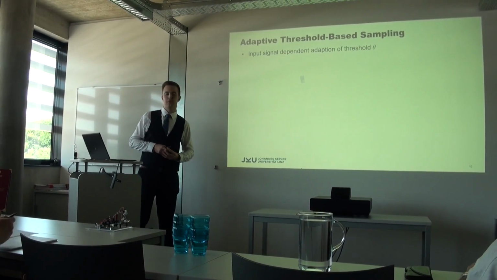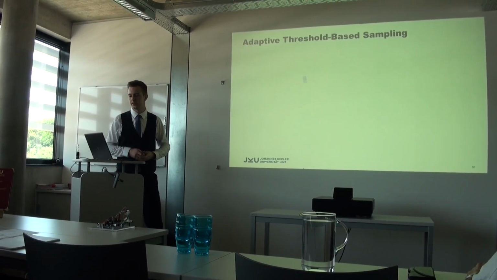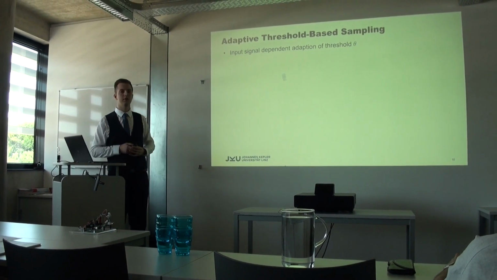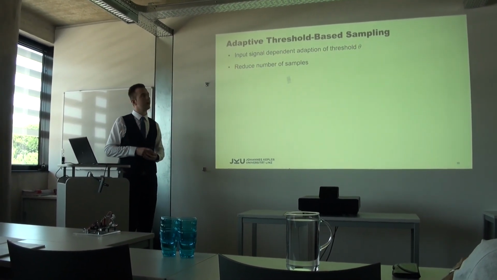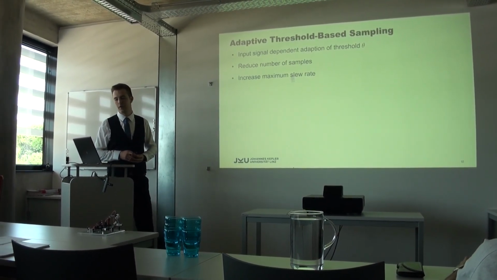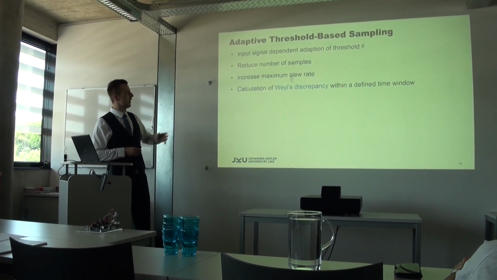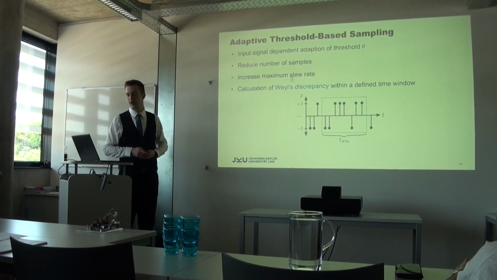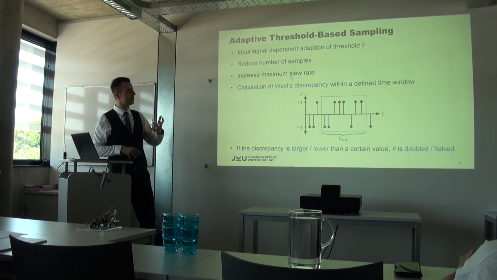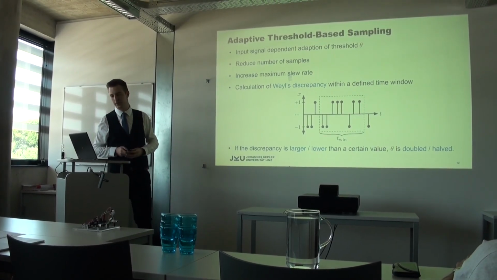And then there is adaptive threshold-based sampling. This is mainly developed in the Institute of Signal Processing. With this we can adapt the threshold depending on the input signal. We therefore can reduce the number of samples, and we can increase the maximum slew rate. Without going into any mathematical details, we can calculate the Wells discrepancy for a defined time window. If this discrepancy is larger than a certain value, we double theta, and if it's lower than a certain value, then we half theta.